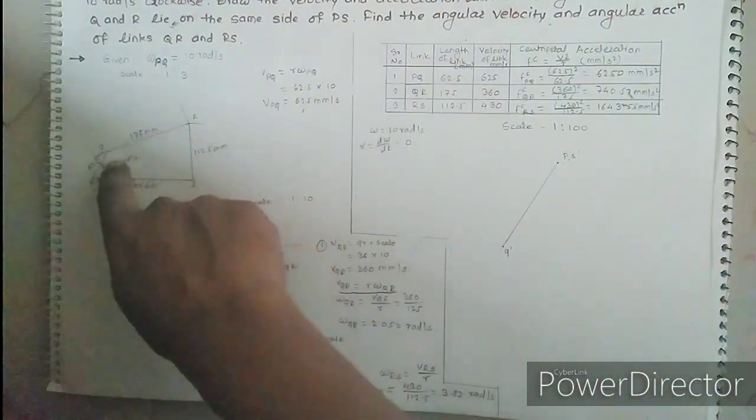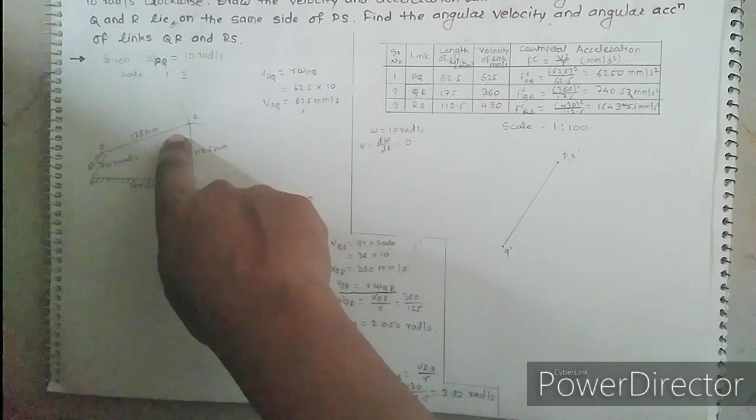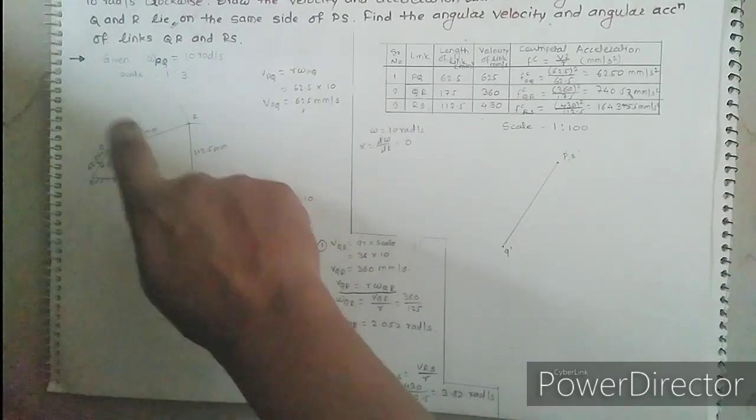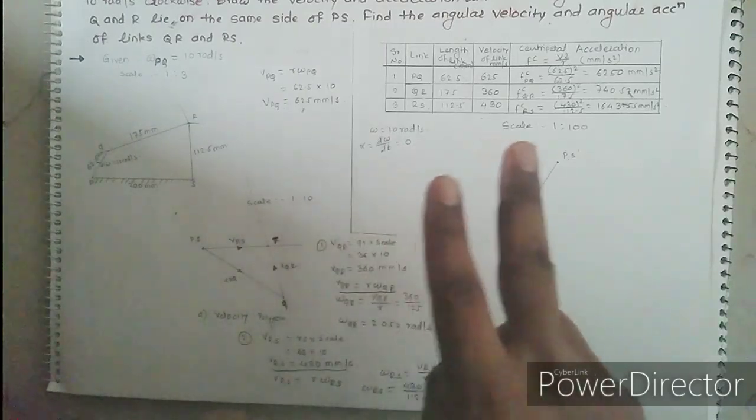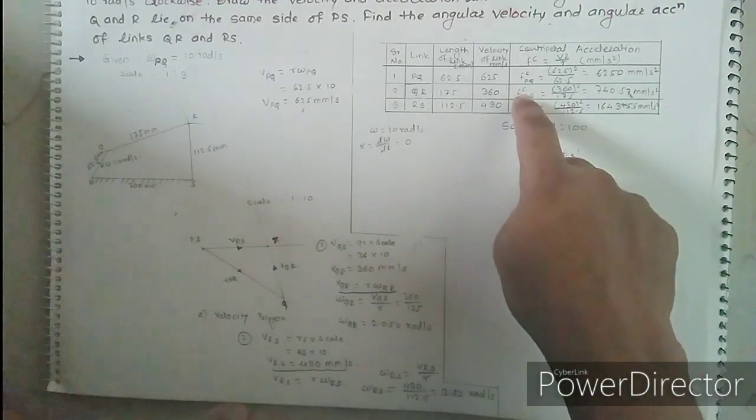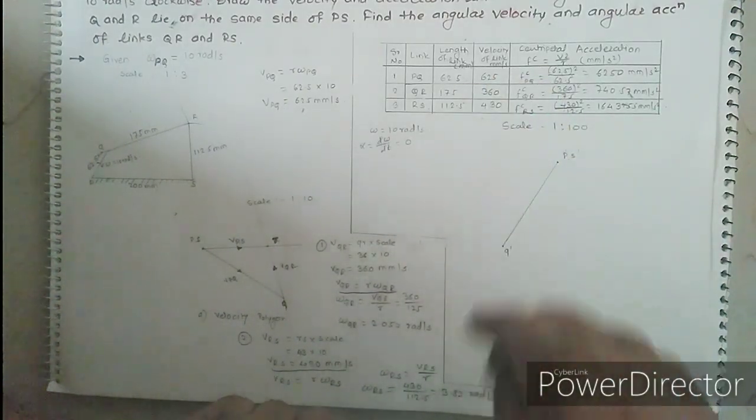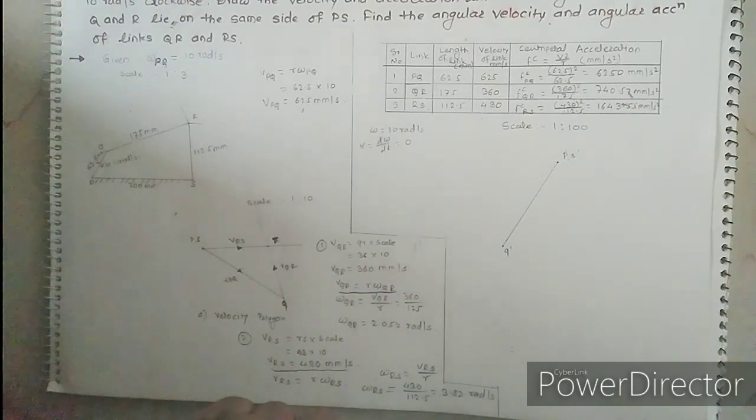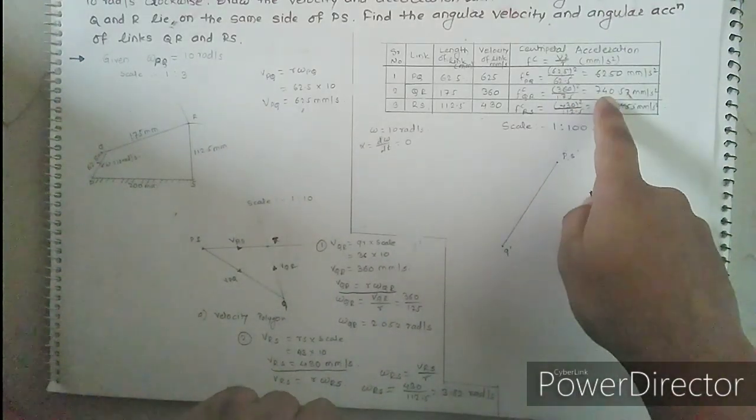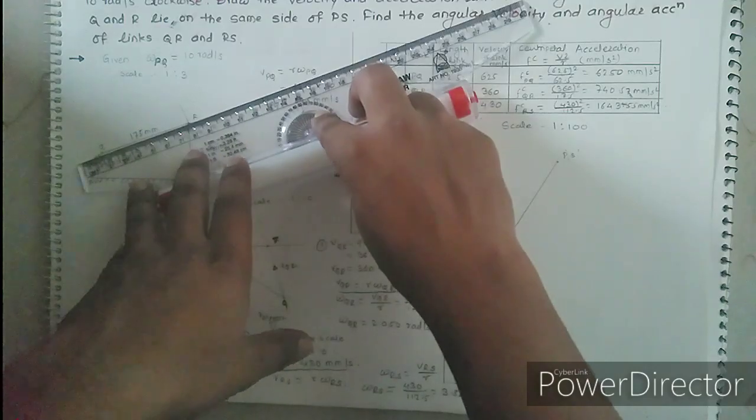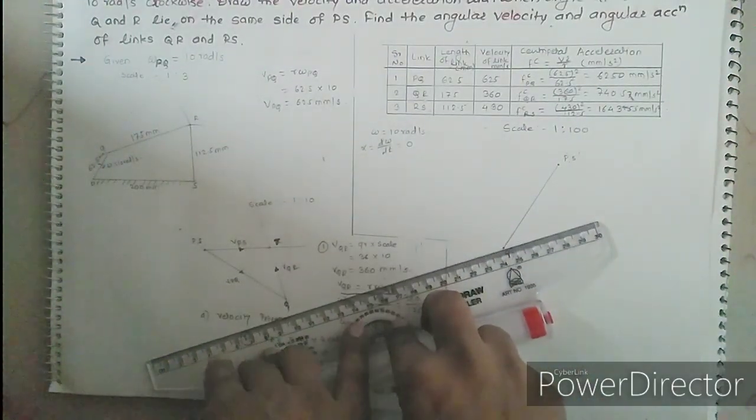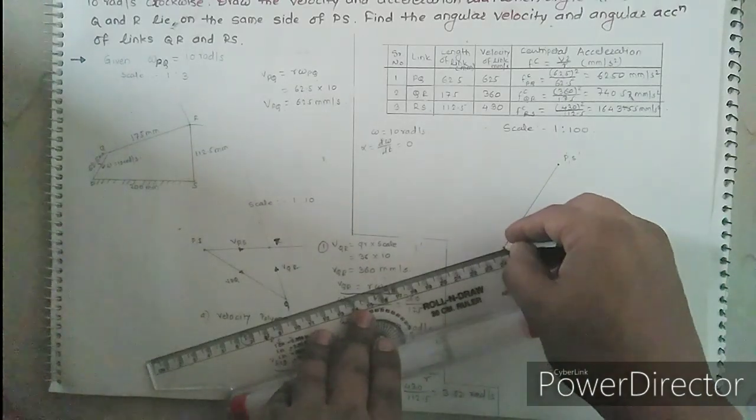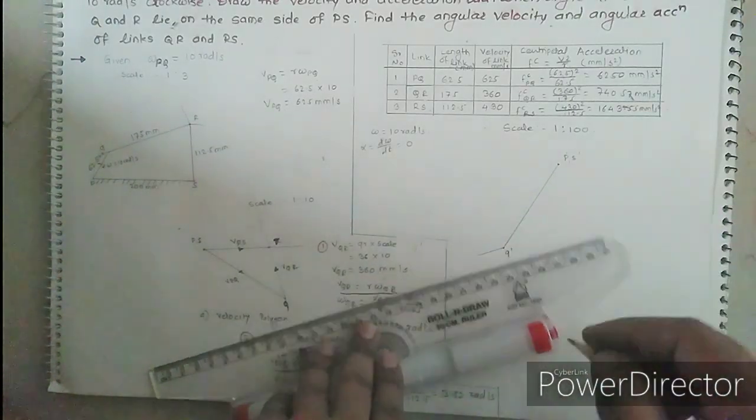As QR is not rotating at a constant velocity, there is an angular acceleration. Therefore QR has two accelerations, centripetal acceleration and tangential acceleration. So first we will draw the centripetal acceleration by drawing a parallel line. First draw a parallel line.